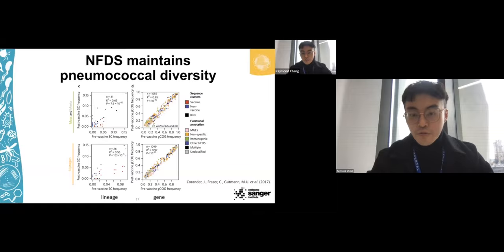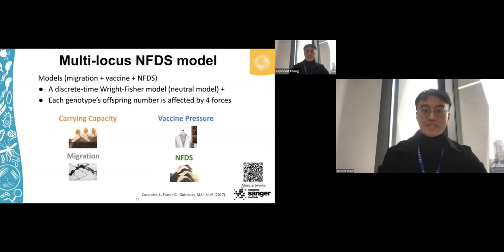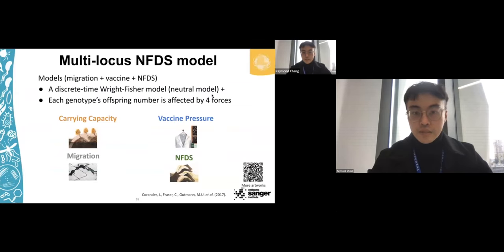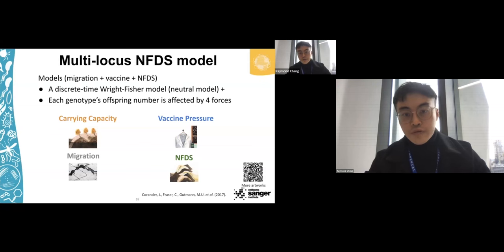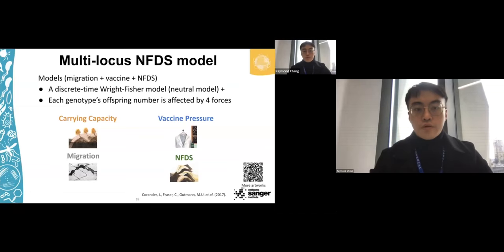So why do we see this phenomenon? What is the force that maintains it? Surprisingly, they are using the multi-locus NFDS model. This multi-locus NFDS model is a combination of the neutral model plus a component that will actually affect the offspring number. So let us consider what will affect the offspring number.